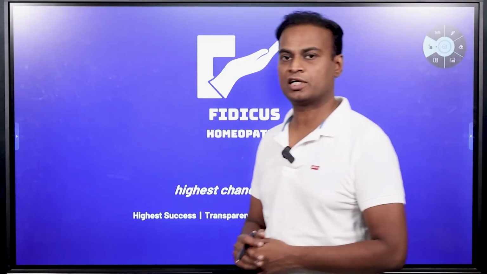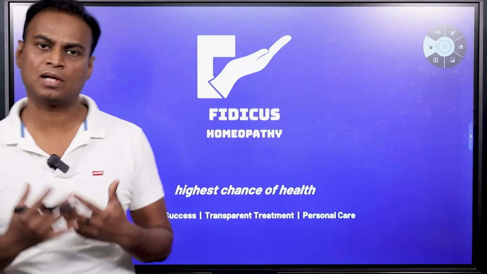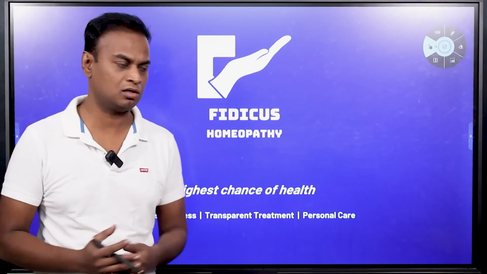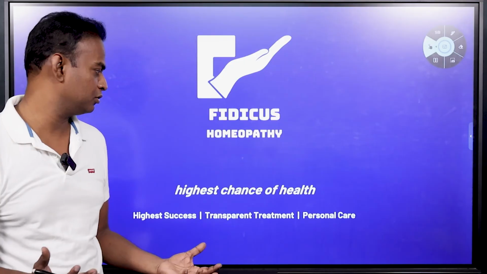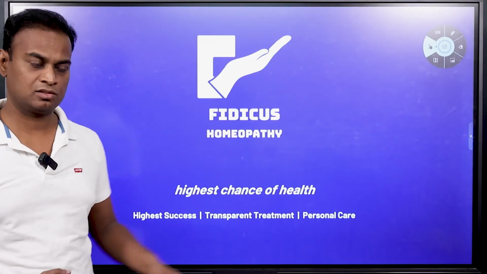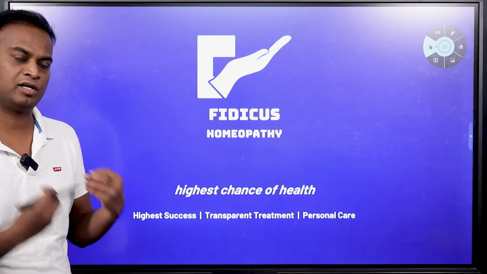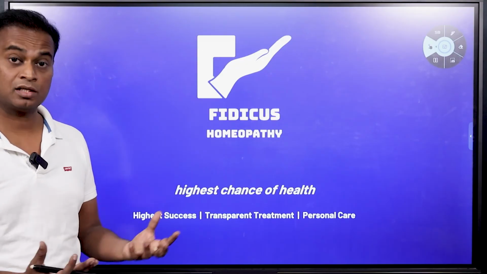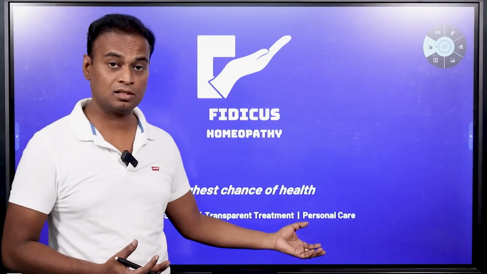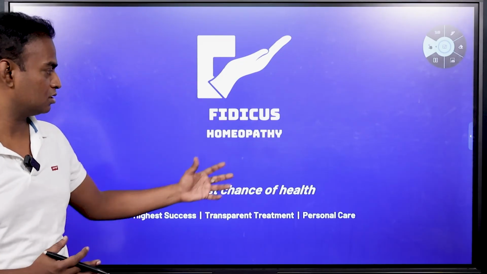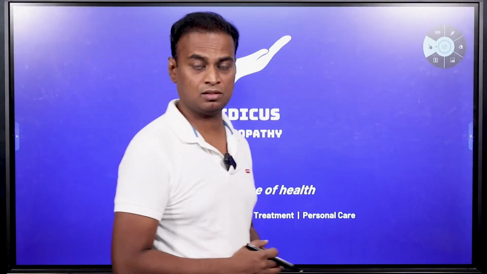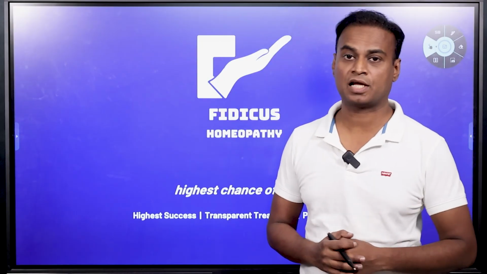Our treatment will be transparent. We will give you the information in black and white. Nothing is obscured or masked. We will give true information to you and you will get personal care. All our doctors are very kind and they will recognize you by name, and the personal care you get from Fidicus Homeopathy is topmost. So that's the reason you have to consider Fidicus Homeopathy for Bartholin cyst or abscess.